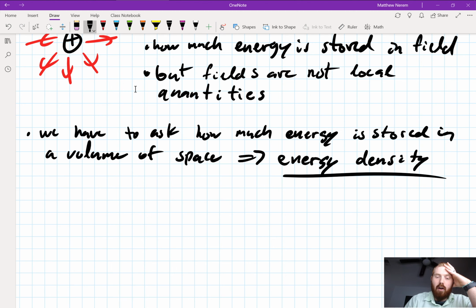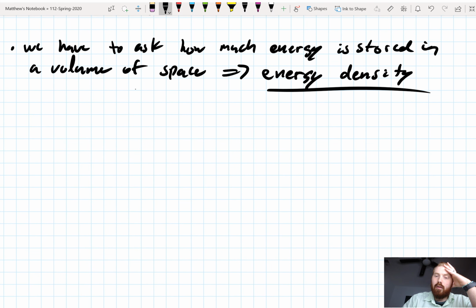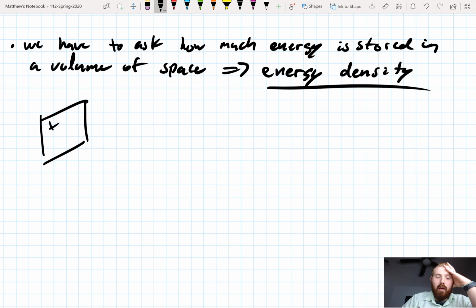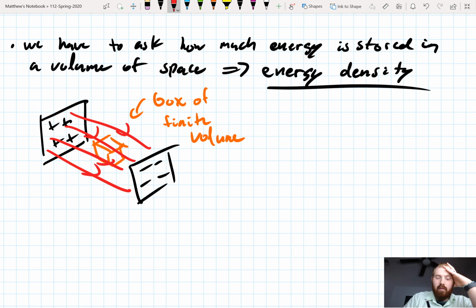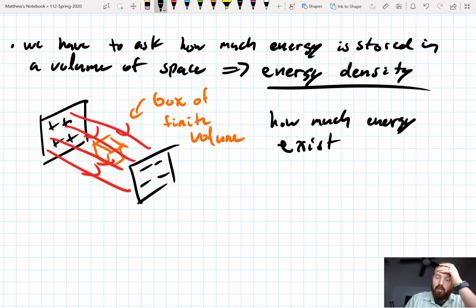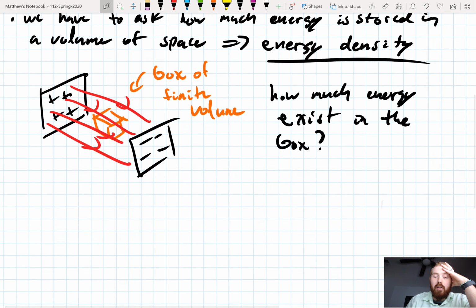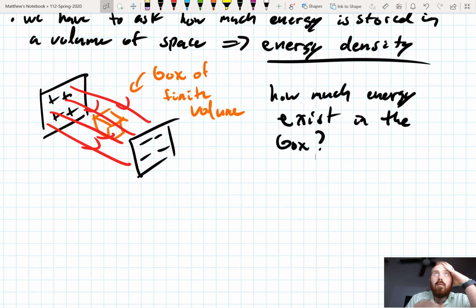Let's go to our classic, our favorite object, the parallel plate capacitor. And that's creating electric fields from the positive and negative plates. And now we just say, all right, give me some finite volume, whatever that may be. And you say, okay, how much electric field is there? We've already asked questions like how much flux is passing through it. Now we're saying how much energy is present there. And for the electric field, we'll find, let's go with that energy density, okay?